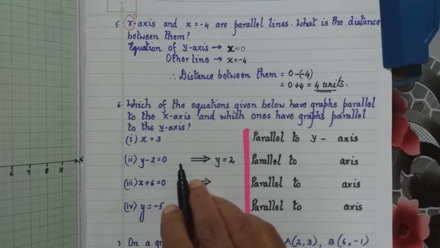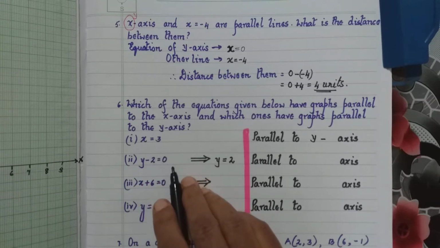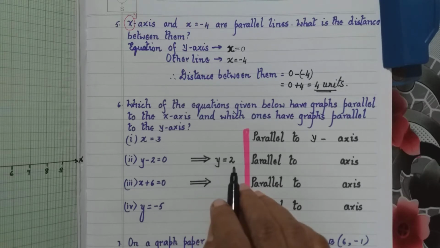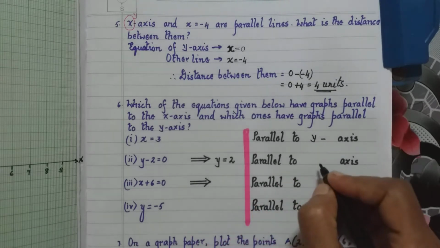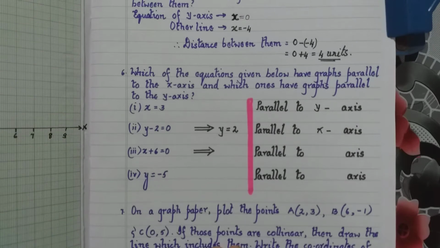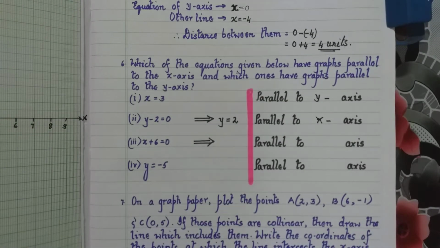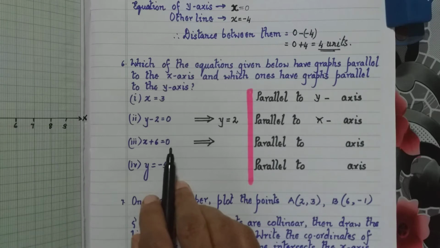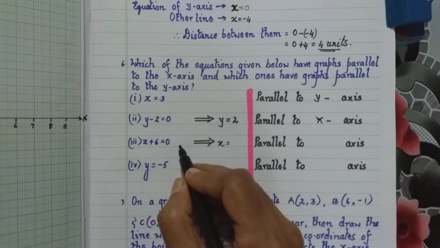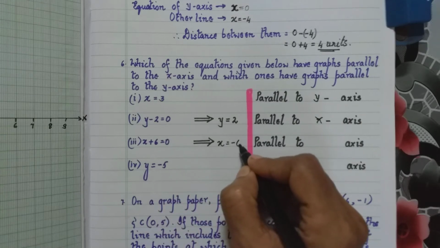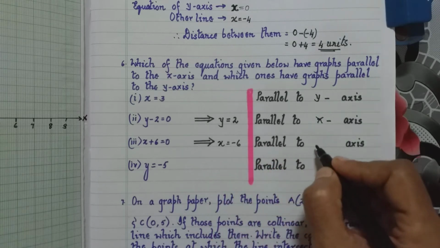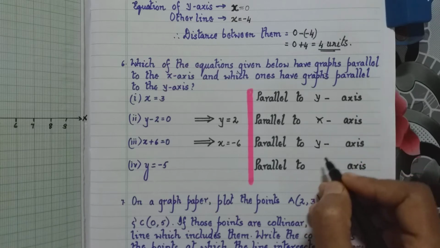Then we have y minus 2 equal to 0. Taking minus 2 on the other side, y is equal to 2. So if it is y is equal to a constant, it will be parallel to the x-axis. And if we have x plus 6 equal to 0, that means x is equal to, taking 6 on the other side, minus 6. That means x is equal to a constant.